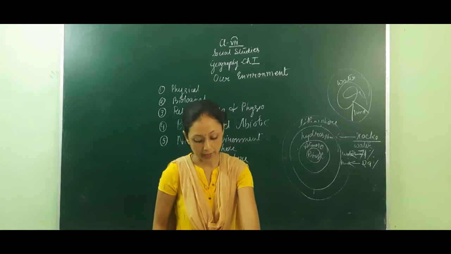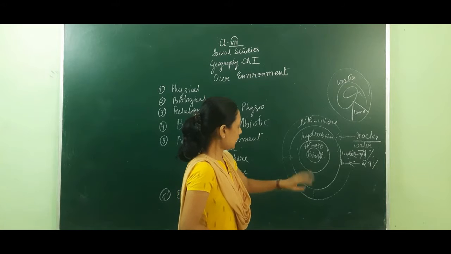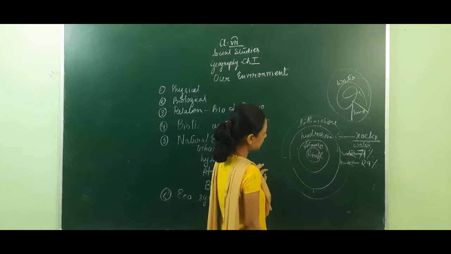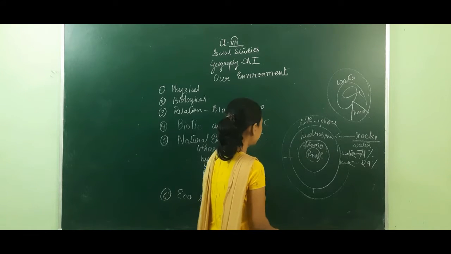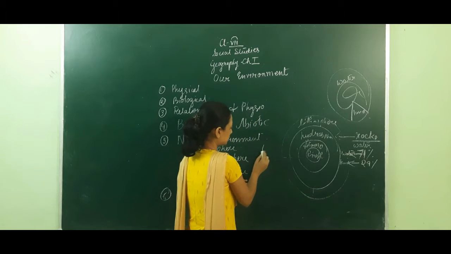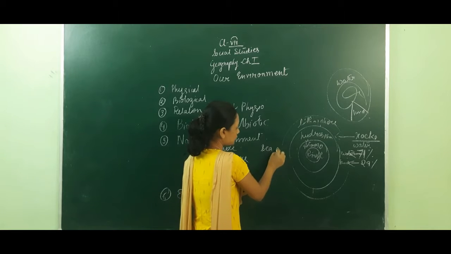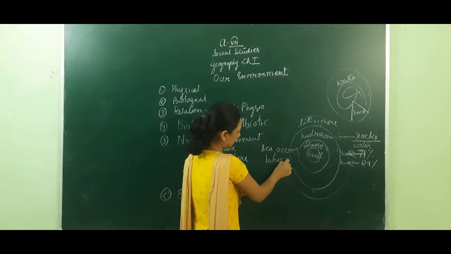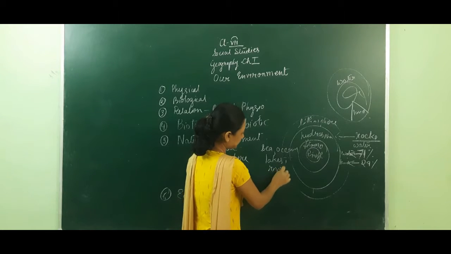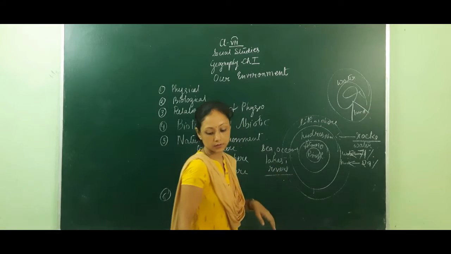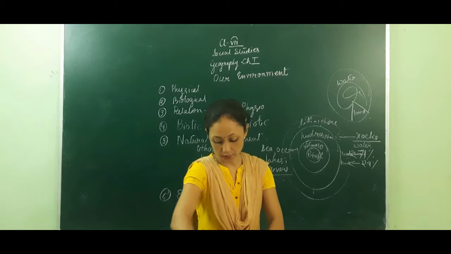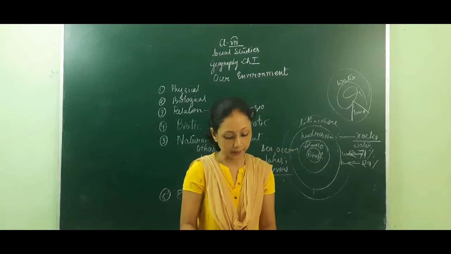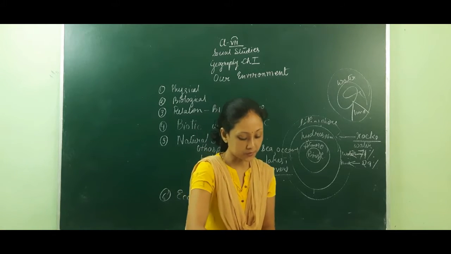Now let's move into the hydrosphere. The hydrosphere is the part which comprises sea, ocean, lakes and rivers, meaning the water part. This is known as the hydrosphere. For its importance and more details, go into the book and see. Now let's move into the atmosphere.